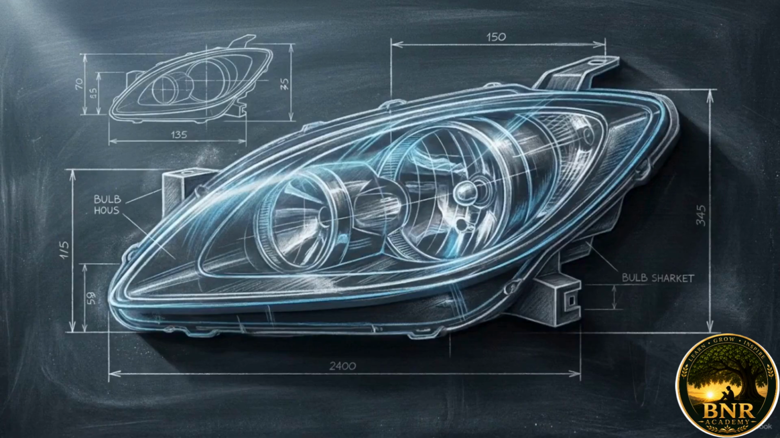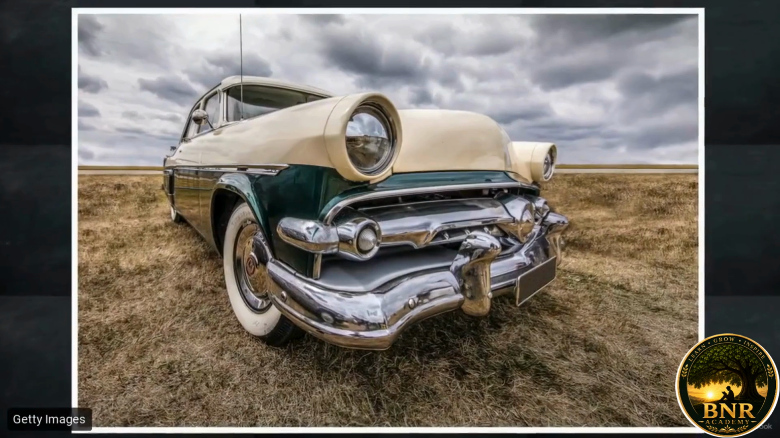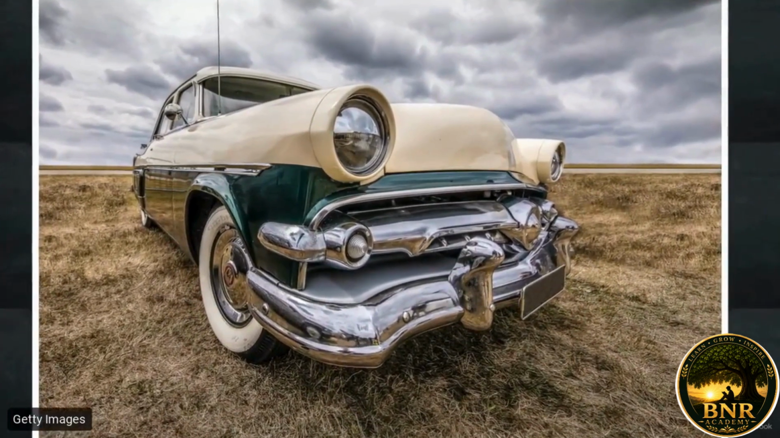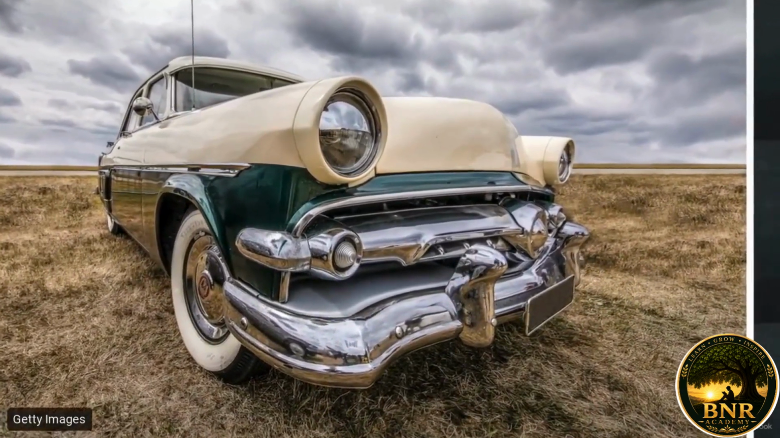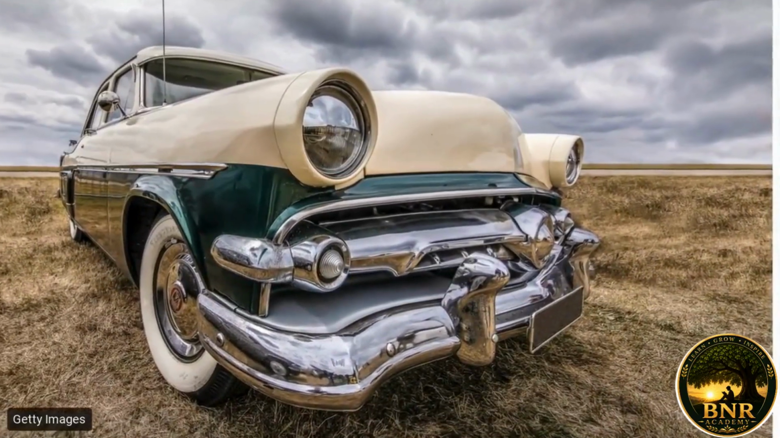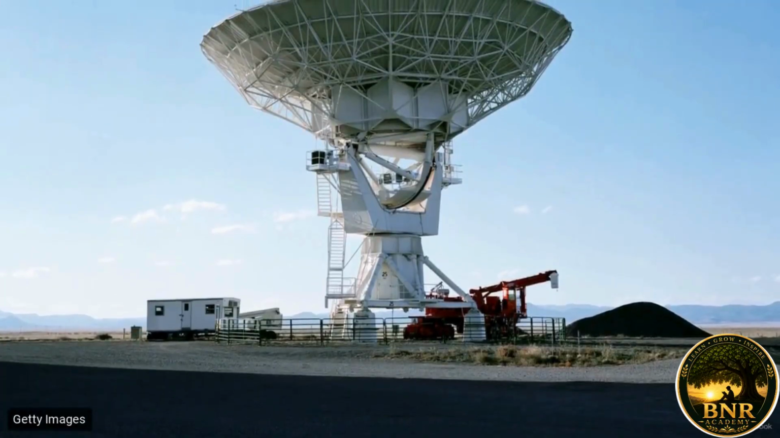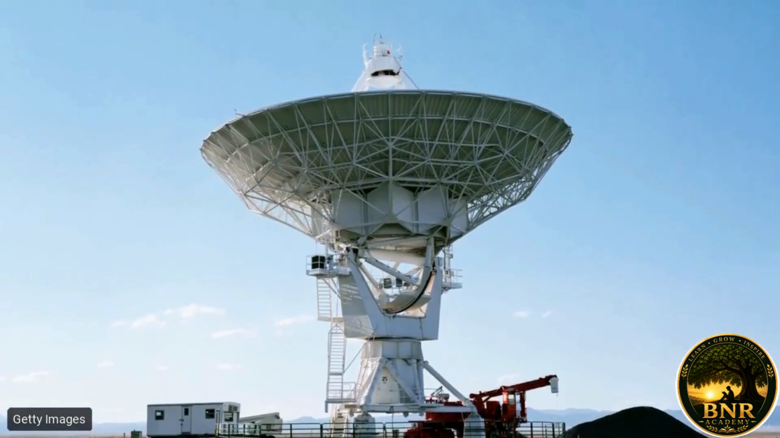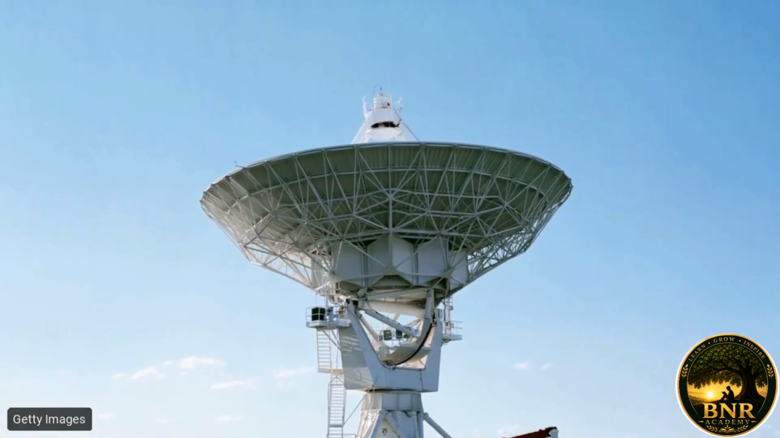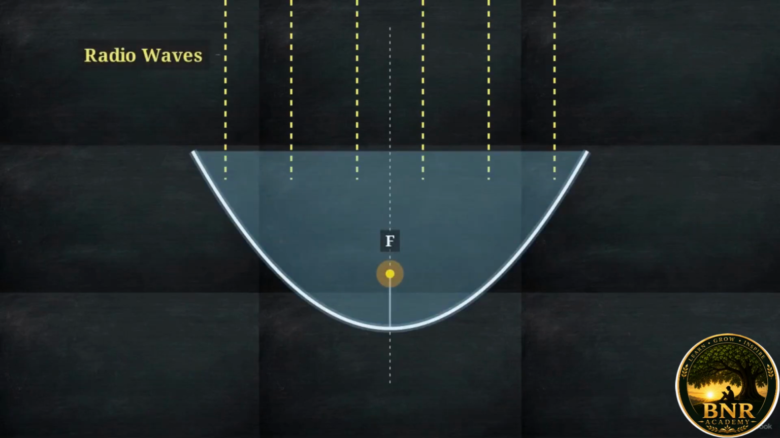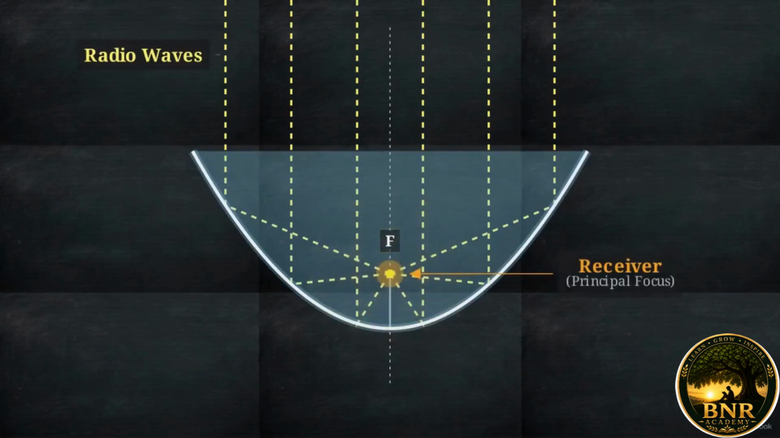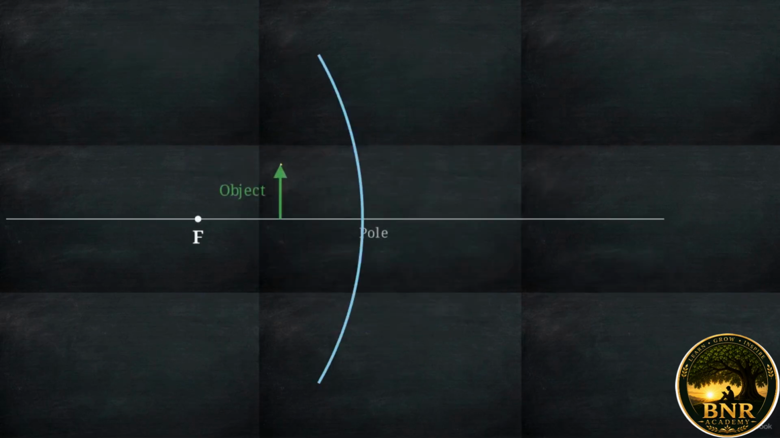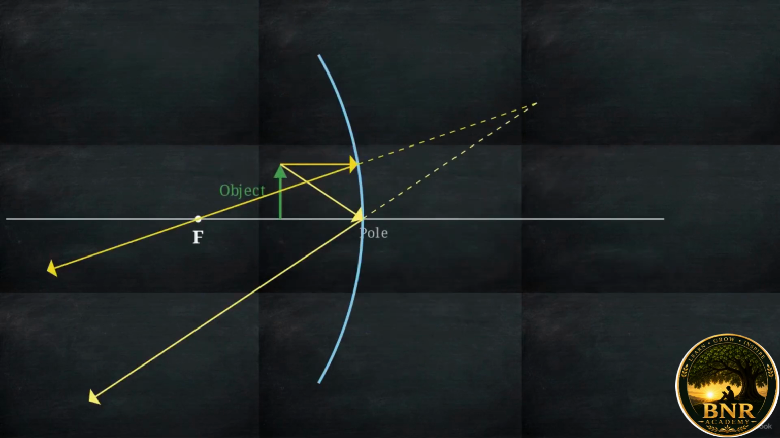This specific geometry is applied everywhere. In a car headlight, placing a light source at the focal point of a concave mirror creates a perfectly parallel beam that cuts through the dark. This radio telescope uses the same physics. The massive concave dish intercepts weak, parallel radio waves from space and funnels them directly into a single receiver suspended right at the focus.